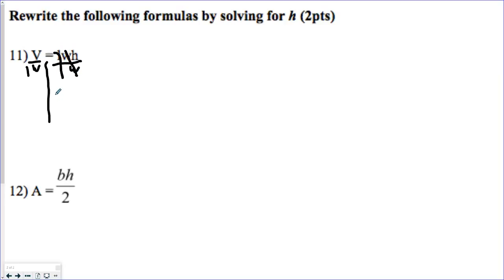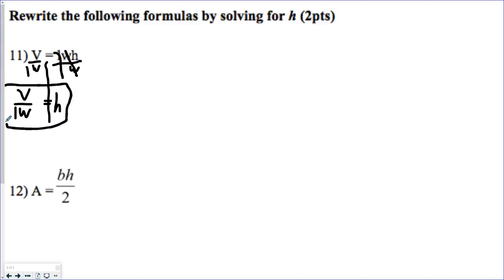And so what I'm left with is just H. And then on this side, I'm left with whatever there is. So V divided by LW. I can't really combine anything there. I can't multiply anything together. I can't reduce anything. So this would just be my answer.